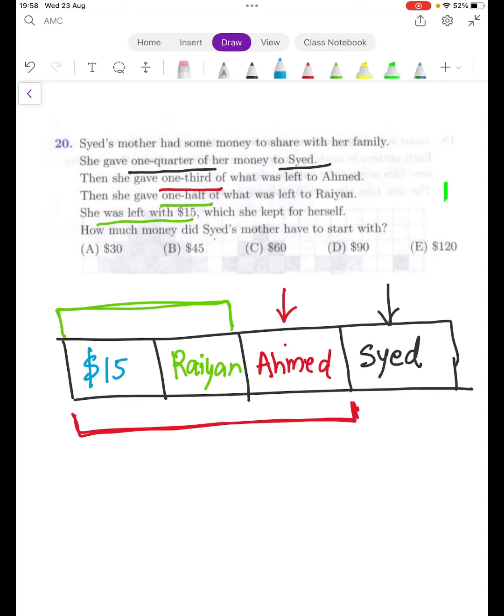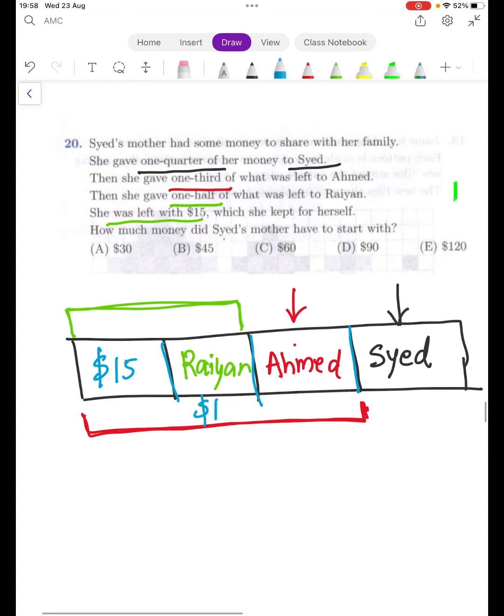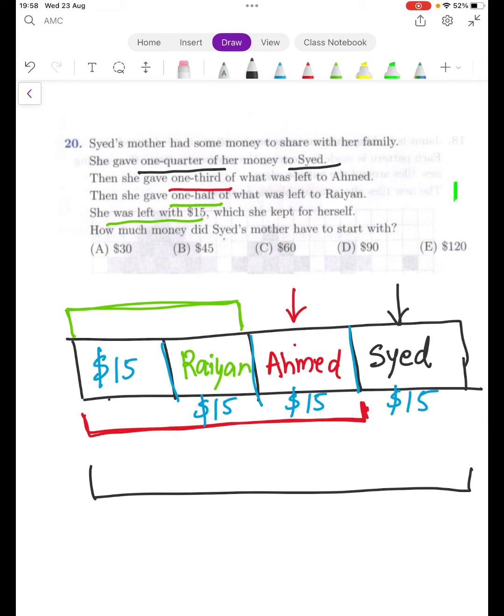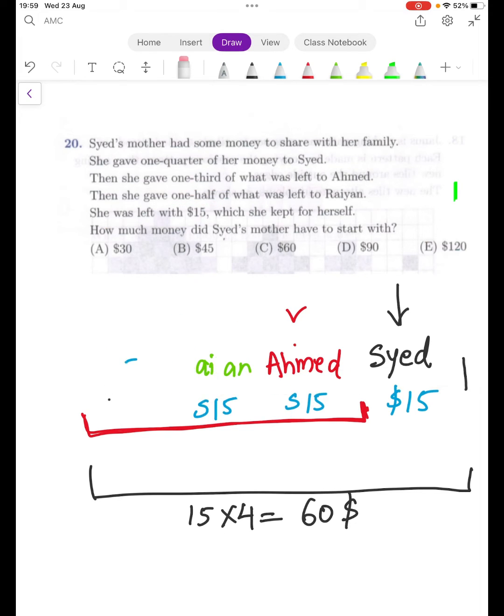Now we can see, right from the start, we did not have to portion out the whole thing again and again. We divided into 4 equal parts, and we did not have to partition it further. So if this is 15, that means this is 15, 15, and 15. So the total amount from the beginning should have been 15 times 4, which is $60. So she started with $60. All right, now I promised you I will show you another method to do this question.